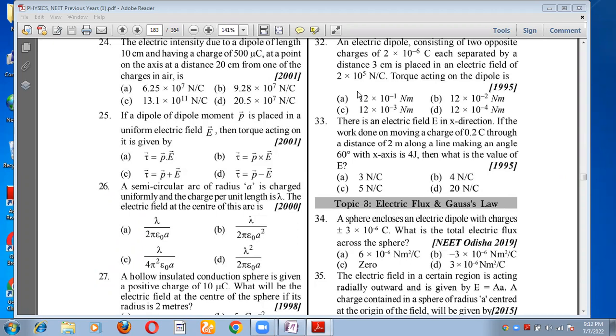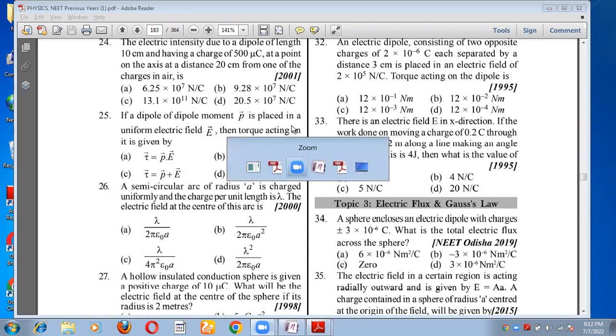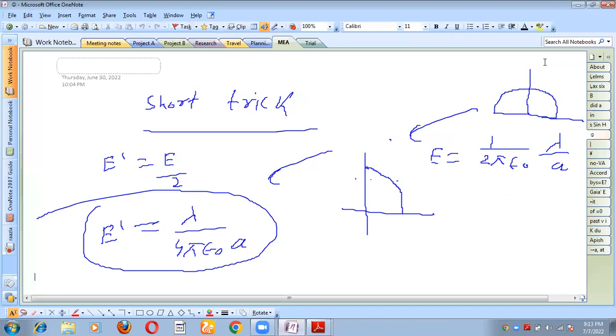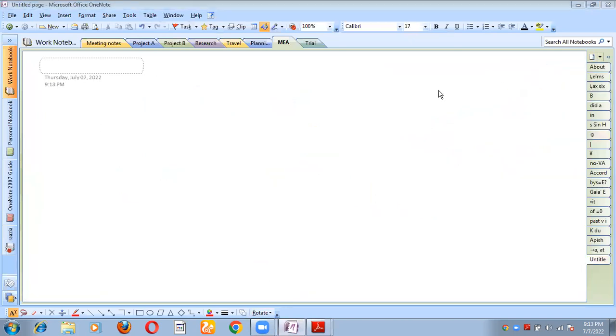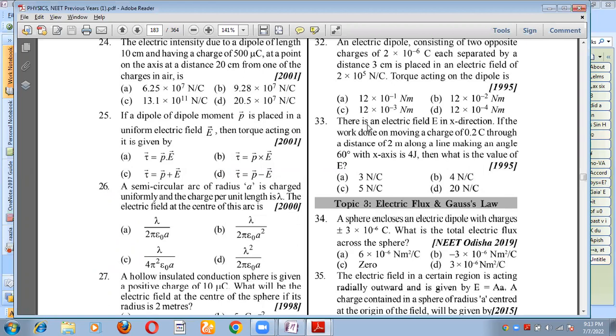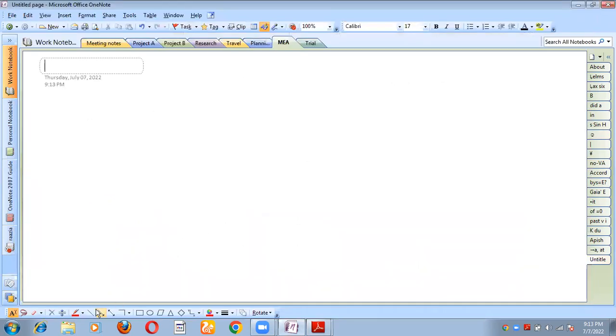So let us first understand the question. Then we will go on to how to apply and solve it. First, let us understand question number 33. According to the question, there is an electric field in X direction. So first we will draw a line. Suppose the electric field is along this direction. Here is the electric field, along X direction.